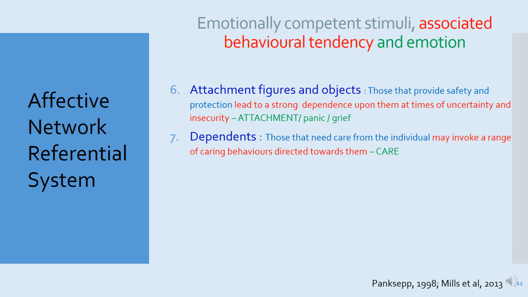Seventhly, we can consider dependence. And this is the converse. So this is individuals who require care from another. And we get a range of caring behaviours elicited as a result. So, for example, a mother suckling her young will invoke this emotional system that, like Panksepp, I call the care system. Protectiveness towards the young as well, though, will come under the control of the care system.